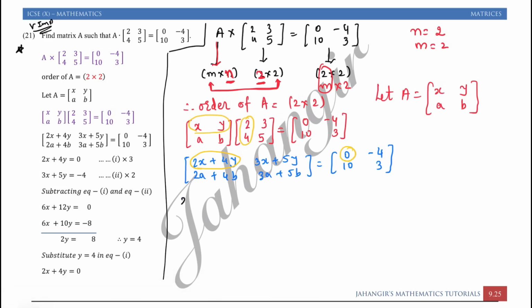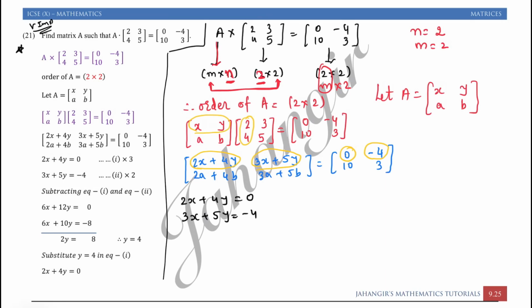So I can write 2x plus 4y is equal to 0. And again I have to take this part, because it's an x term. This type of question you had done in first exercise. I told you you will get this type of question in exercise C. See here, this same type of question was there in exercise A. So here I can write 3x plus 5y is equal to minus 4.